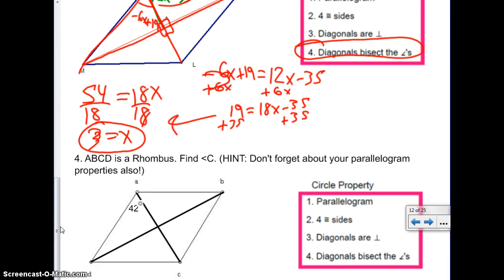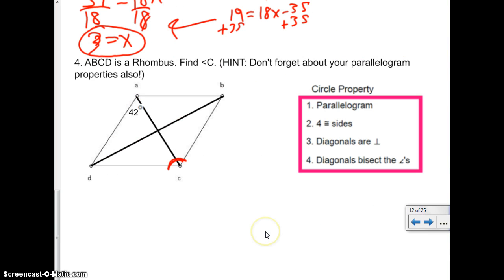Now what about problem 4? This says don't forget your parallelogram properties. Well, let's see what happens. It says ABCD is a rhombus. Find angle C. So angle C, if you remember, is this whole piece, right? The whole thing. So first we have to figure out what is our relationship between A and C. Oh, that's a parallelogram property. Opposite angles are congruent, right? So we know, because of a parallelogram property, that angle A is equal to angle C.